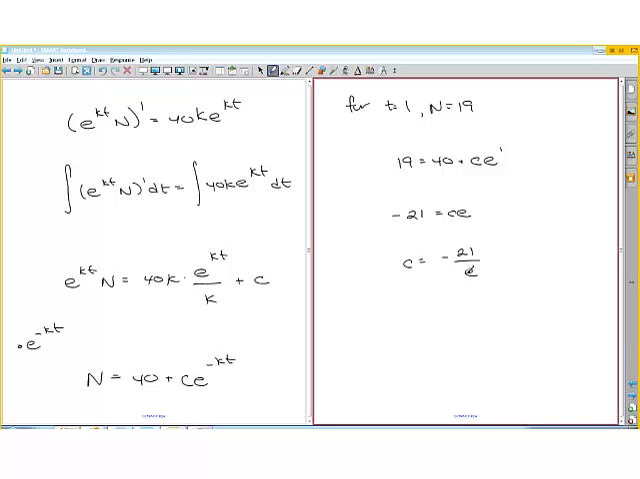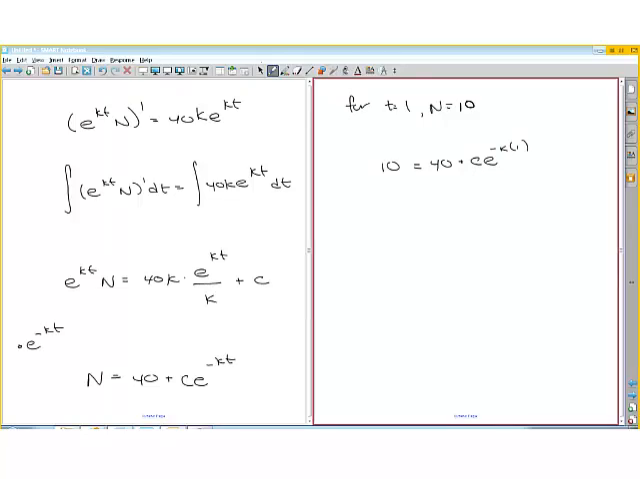Oh, I'm doing something wrong here. For t equals 1, n equals 10, so that's wrong. Let me fix that. So we had 10 is equal to 40. Oh, and I forgot something here too. Oh, yeah, k. So t is equal to 1, so we get 10 is equal to 40 plus c e to the minus kt, and it's minus k.